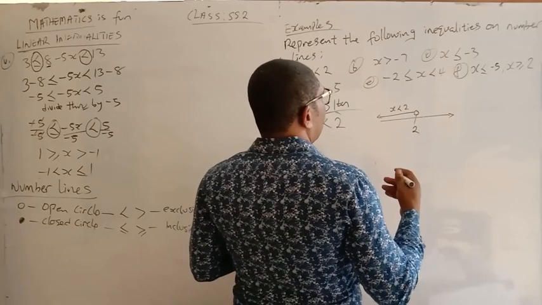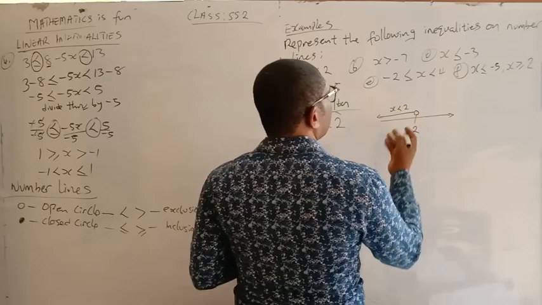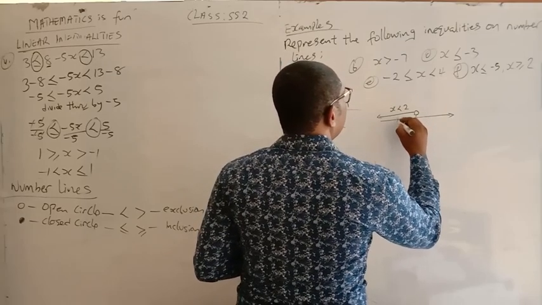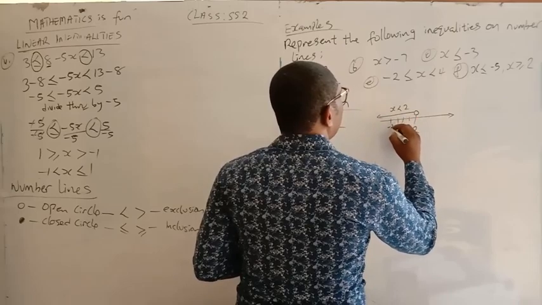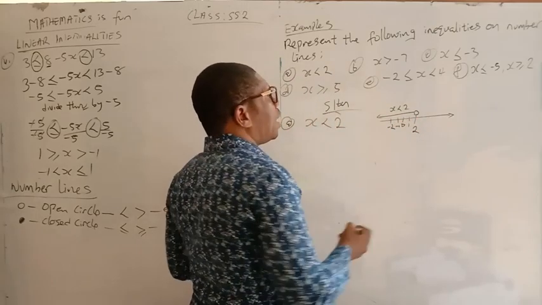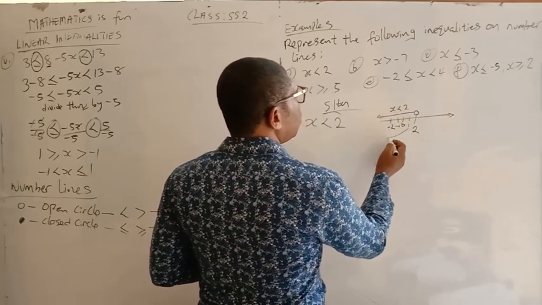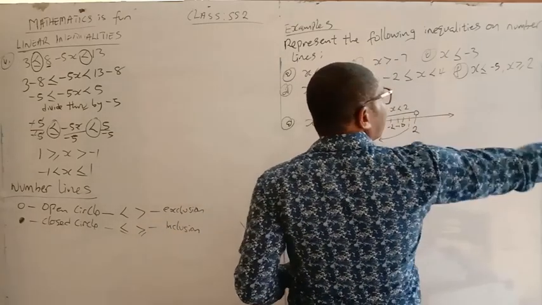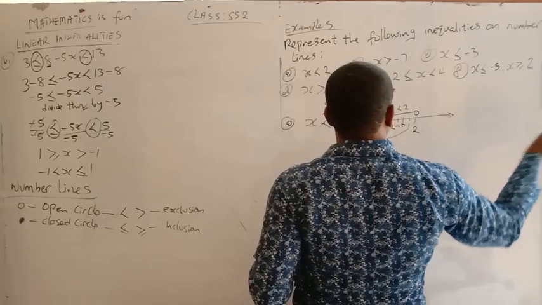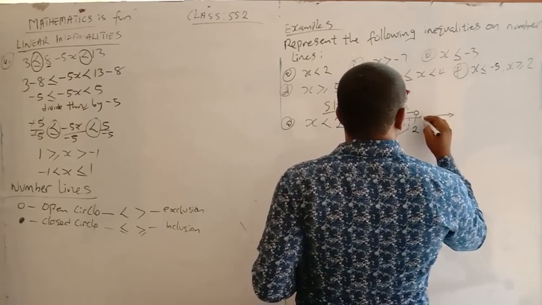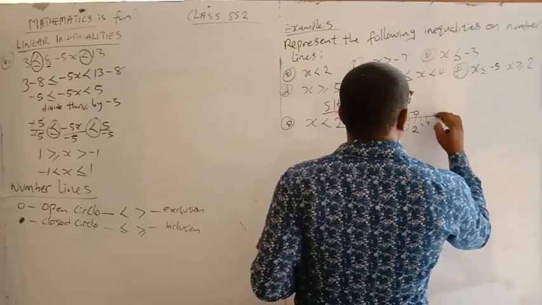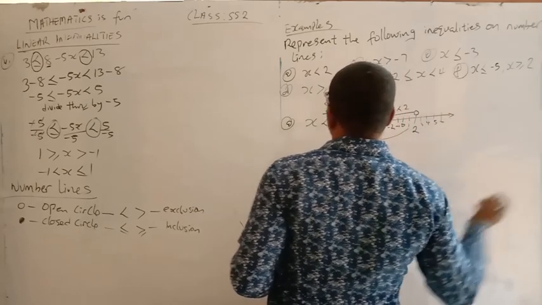And what are the numbers in question here? You have 1, 0, minus 1, minus 2, and so on, excluding 2. We have these numbers on the right-hand side, but they are not important: 3, 4, 5, 6, and so on.